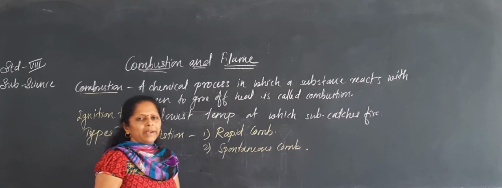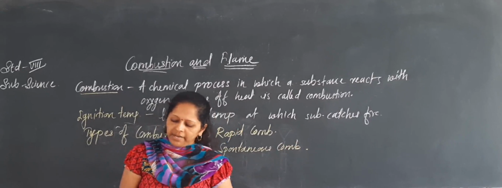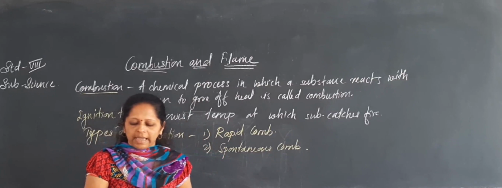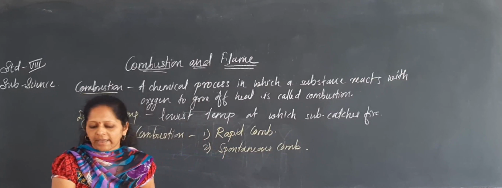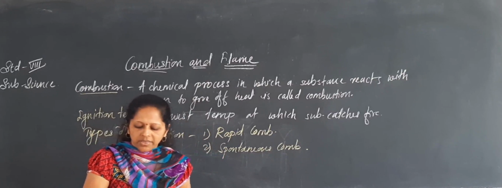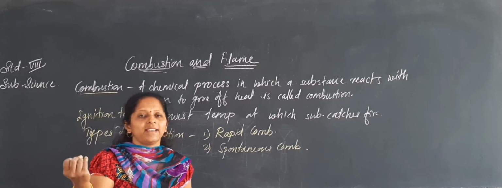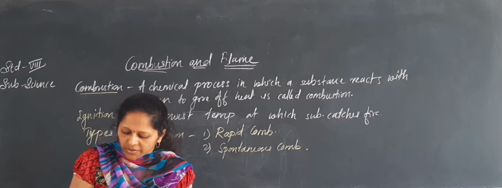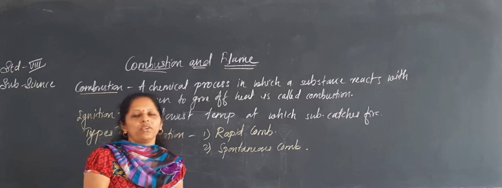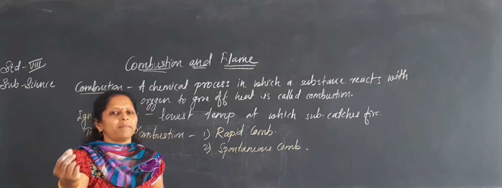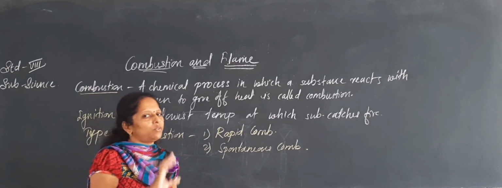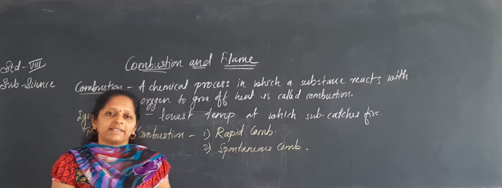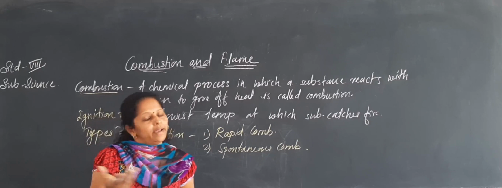In rapid combustion, substances burn very fast. We find that when we bring a burning matchstick or gas lighter near the gas stove in the kitchen and turn on the knob, the gas burns immediately, catches fire, and produces heat and light. Whenever we bring a matchstick near the gas, it catches fire immediately and starts to burn, producing heat and light.